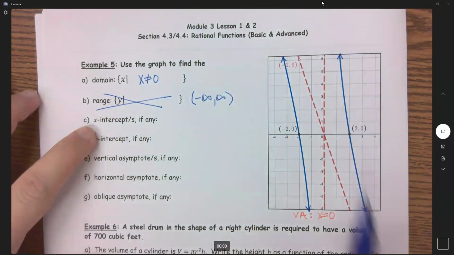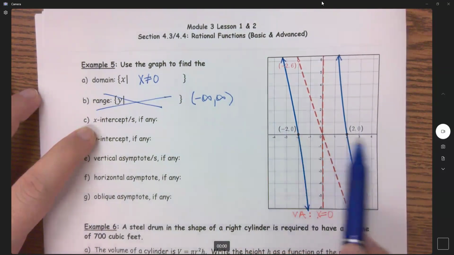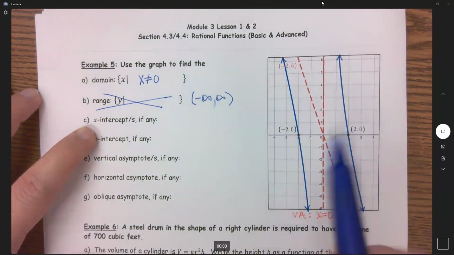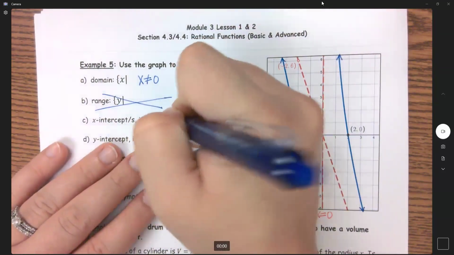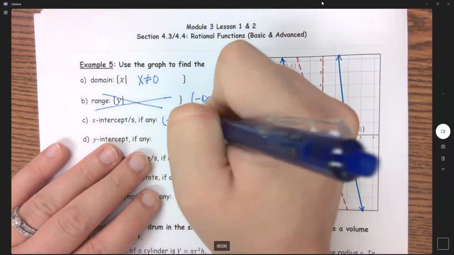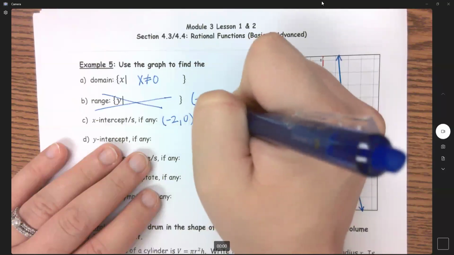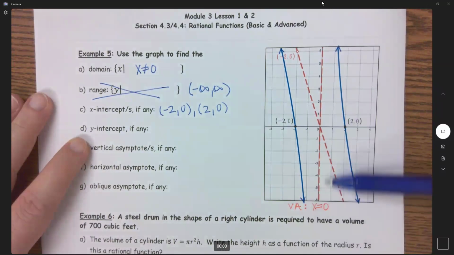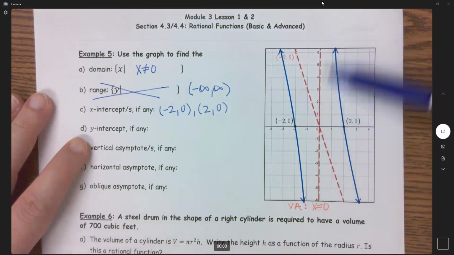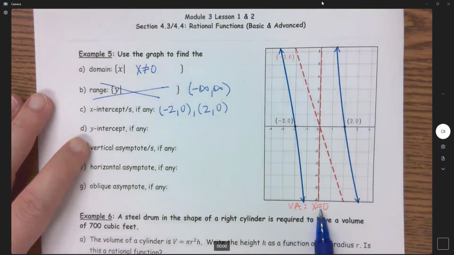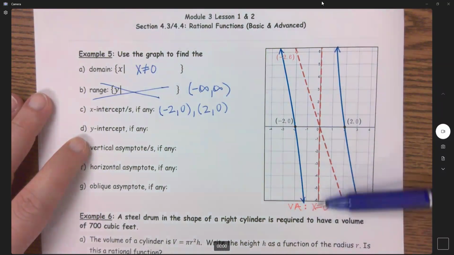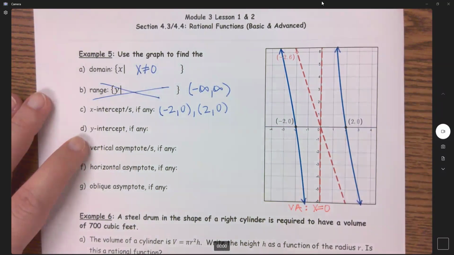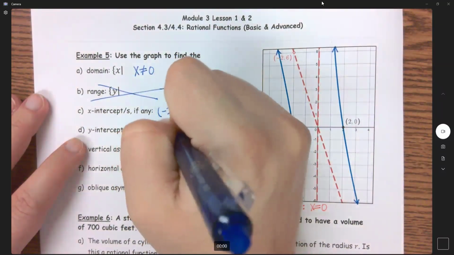Okay, x-intercepts, where is this crossing the x-axis? It is crossing right here at (-2, 0) and (2, 0). Any y-intercepts? We always have a y-intercept with the exception of a vertical asymptote at x equals 0. Because my y-axis is an asymptote, that means I don't have any here.